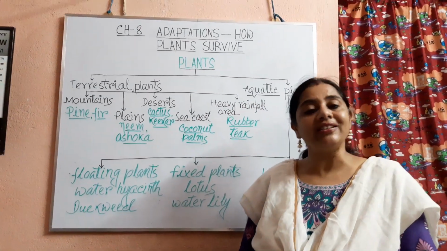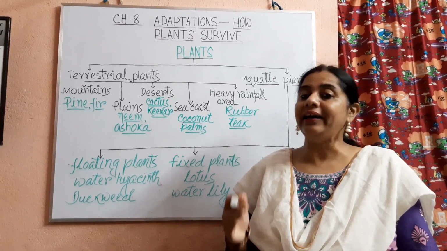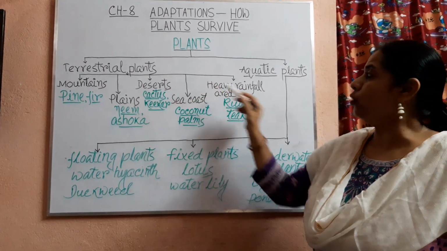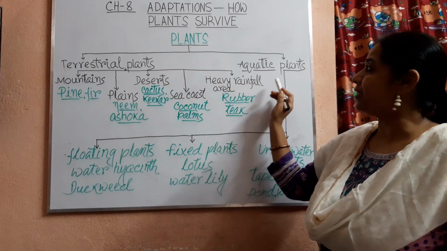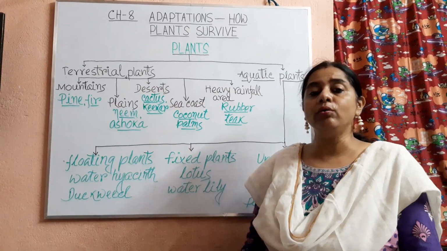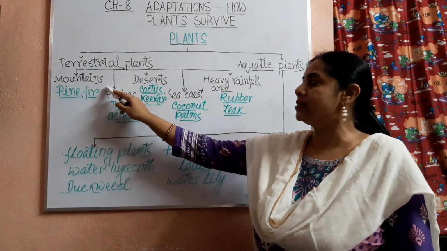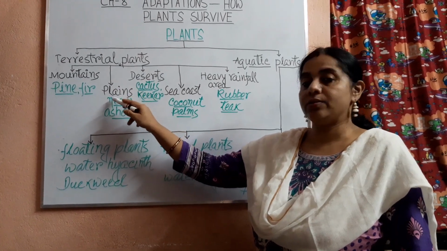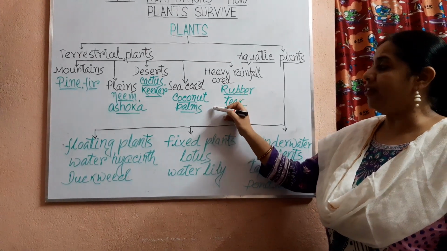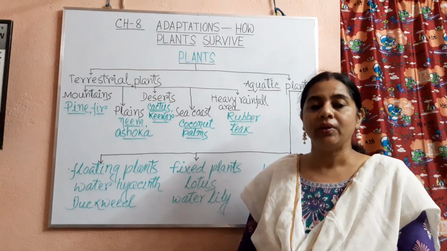Students, in the first class, we learnt about habitat, adaptive features and adaptation. We also learnt about two types of plants, terrestrial plants and aquatic plants. Among terrestrial plants, we learnt about the adaptive features and some examples of plants growing on mountains, deserts and plains. Today, we are going to study some trees that grow on the sea coast or in coastal areas.